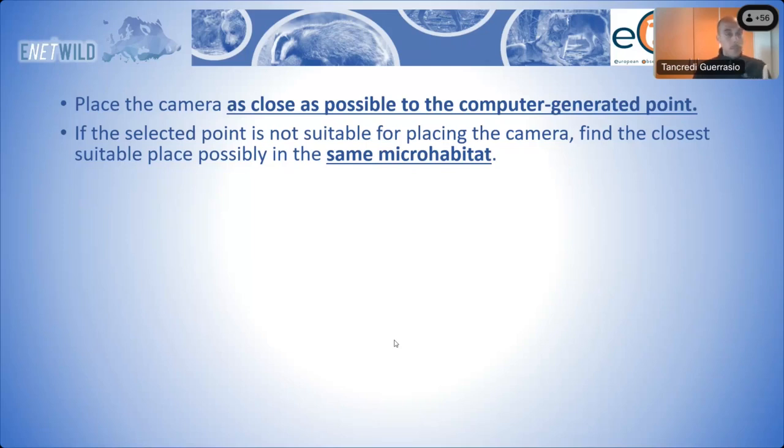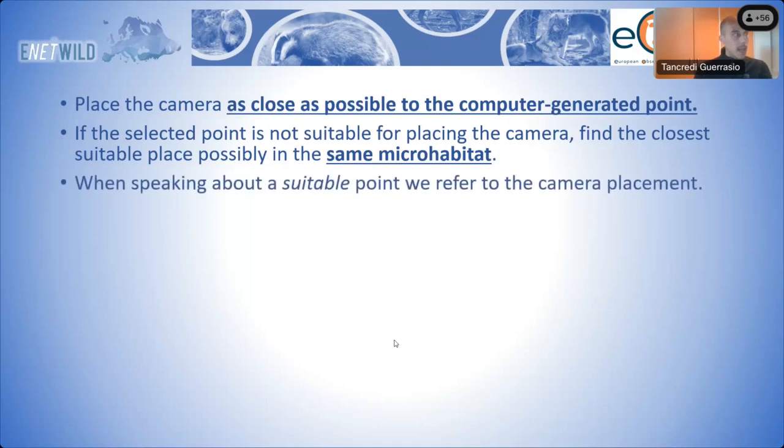And keep in mind that when I speak about a suitable point, I always refer to a suitable point for the camera placement, not to what is suitable for the animals. And this is crucial. I will repeat this over and over, because we're not aiming at animal presence. Our camera placement must be random with respect to animal movements, or animal movements should be random with respect to the camera placement. So we're not aiming at good spots.